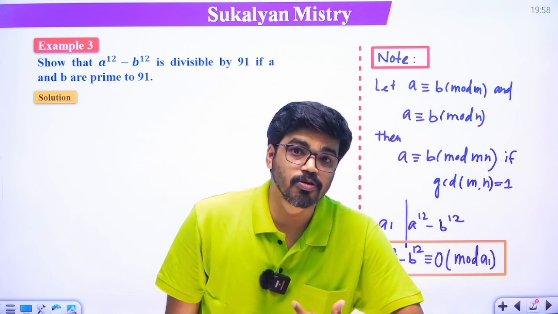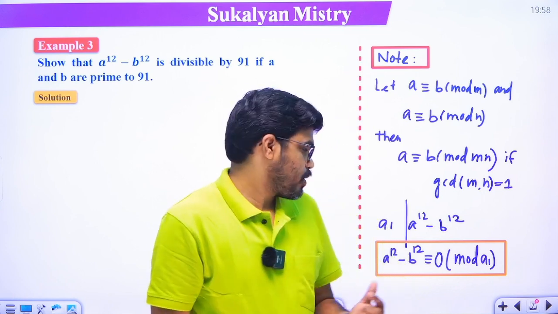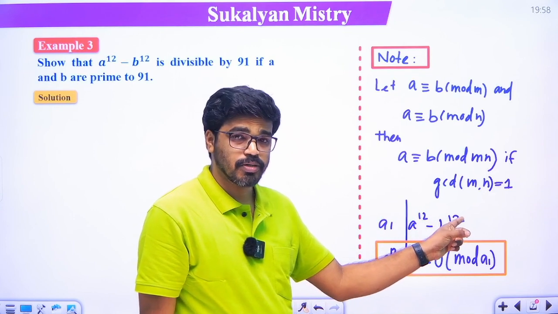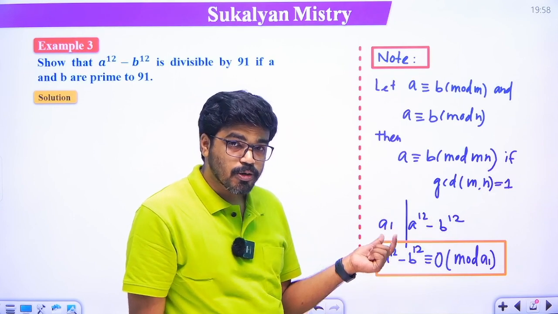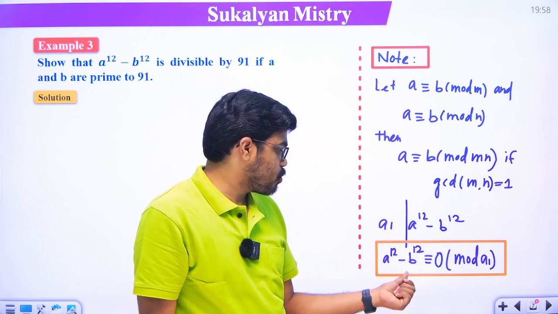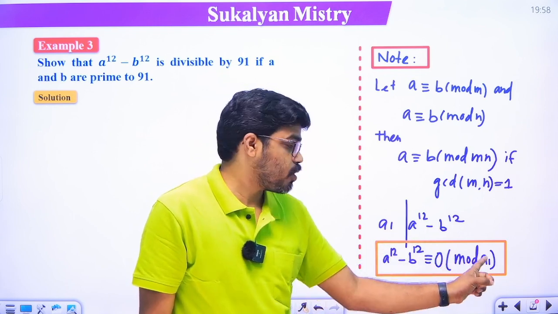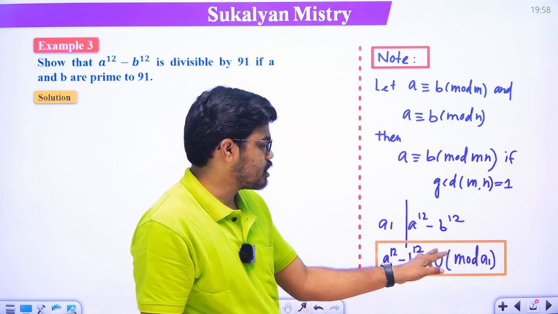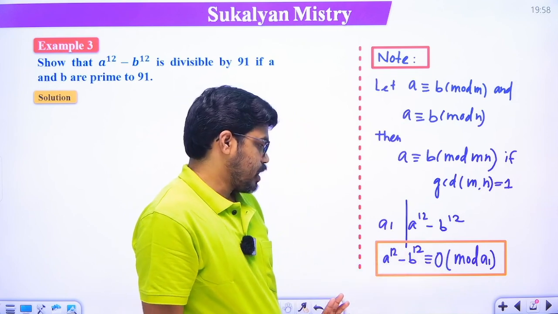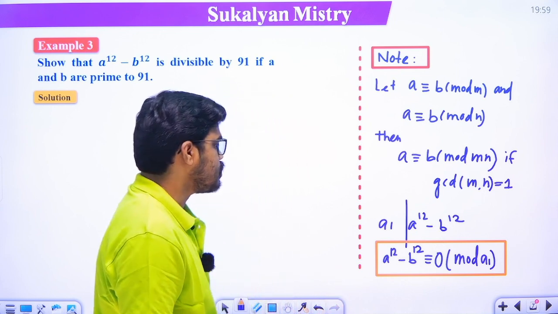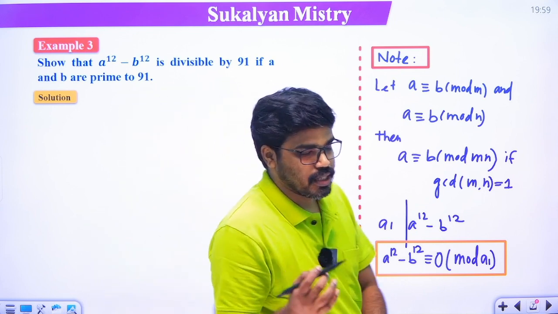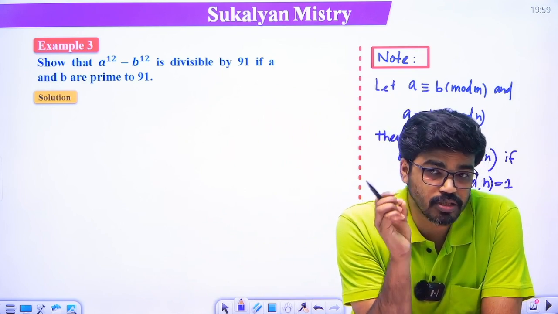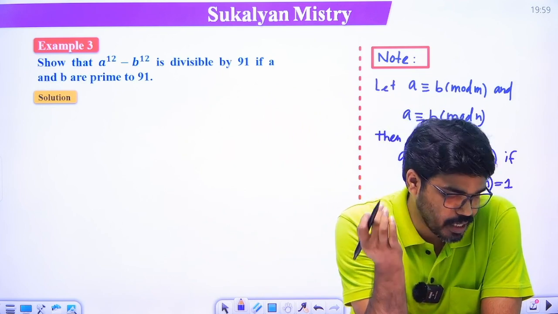Okay, remainder is 0, right? So we have to show that 91 divides A to the power 12 minus B to the power 12, that is, A to the power 12 minus B to the power 12 is congruent to 0 modulo 91. Now look at the prime factorization of 91. 91 is equal to 13 into 7.